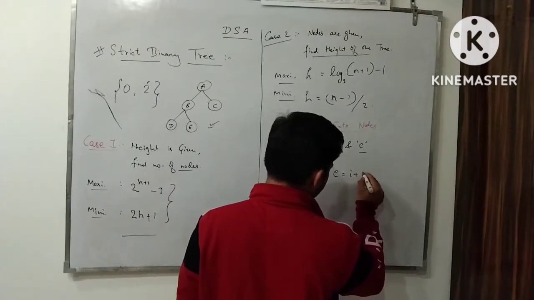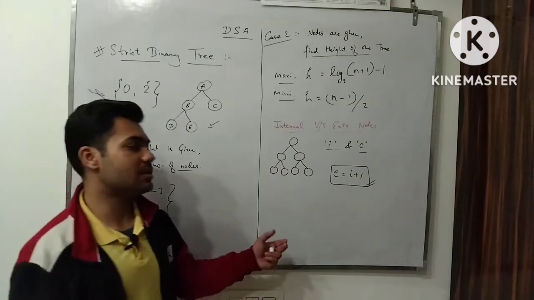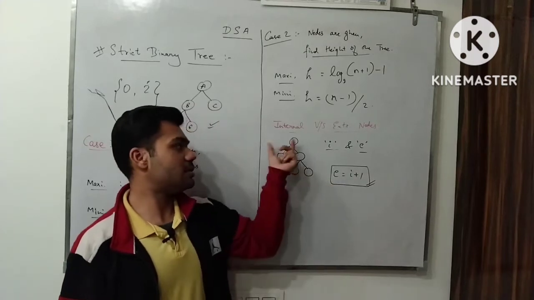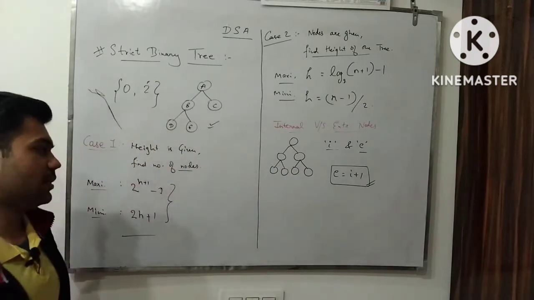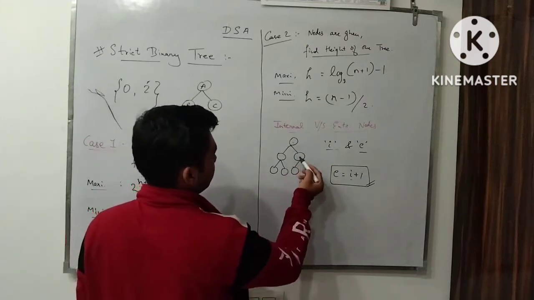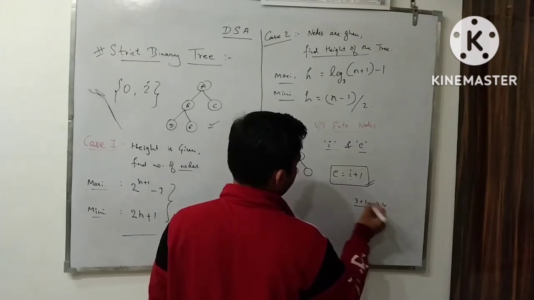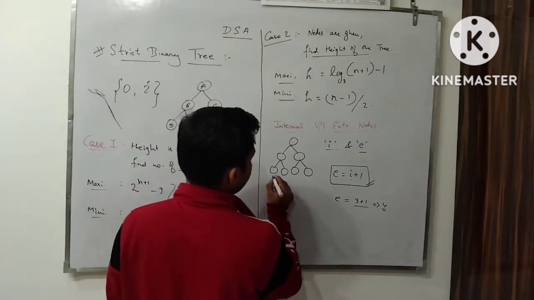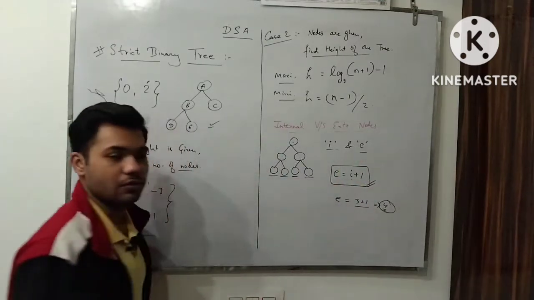E equals I plus 1. This is the formula, or we can say the relation between the number of internal nodes and the number of external nodes in the case of strict binary trees. You can put in the values and check whether it works. How many internal nodes are there? 1, 2 and 3. Okay, 3 plus 1 equals 4. That's the E. What does E represent here? E is the number of external nodes. You can see 1, 2, 3 and 4. Yes, we got the answer 4.